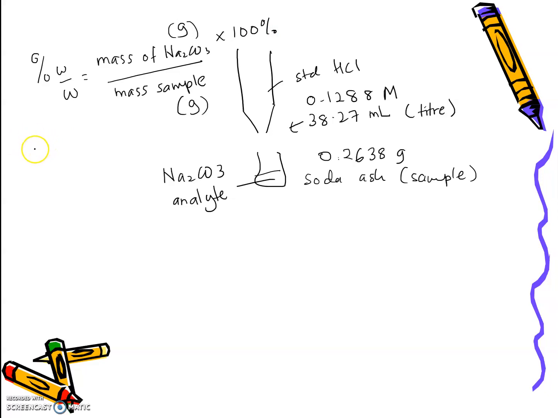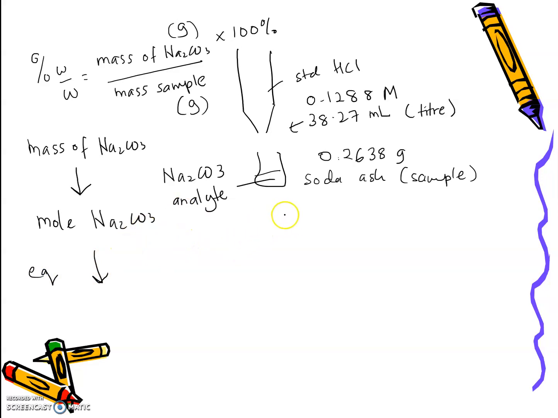Alright, so now the question is to find percentage weight per weight of analyte. Okay, so you have to find mass of sodium carbonate. From the reaction, you have to find mass of sodium carbonate. Before you want to find mass of sodium carbonate, you have to find mole of sodium carbonate. Okay, you can find mole of sodium carbonate by comparing the equation.